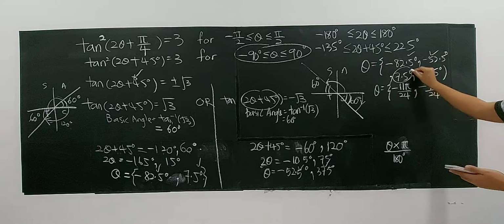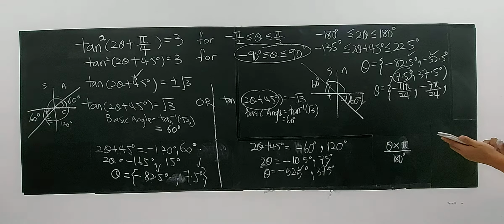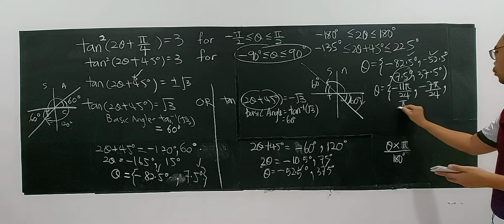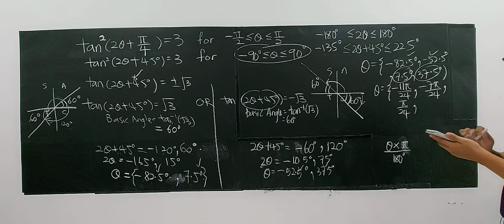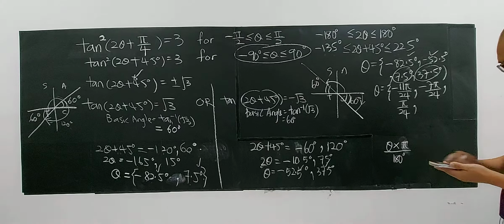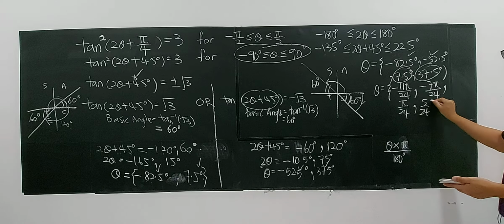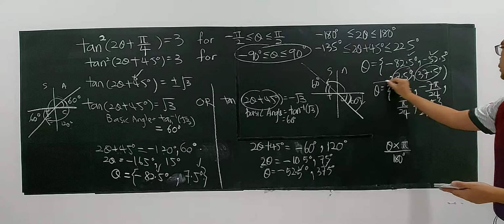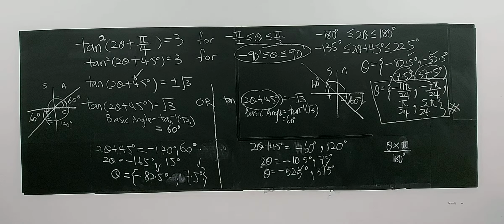For this one, 7.5 times pi divided by 180, you have pi over 24. And lastly, 37.5 times pi over 180 gives 5 pi over 24. So these will be the solutions for this problem. I hope you understand. That's all for this video.